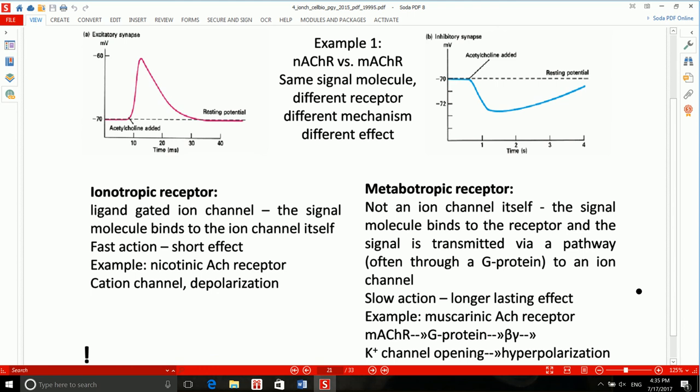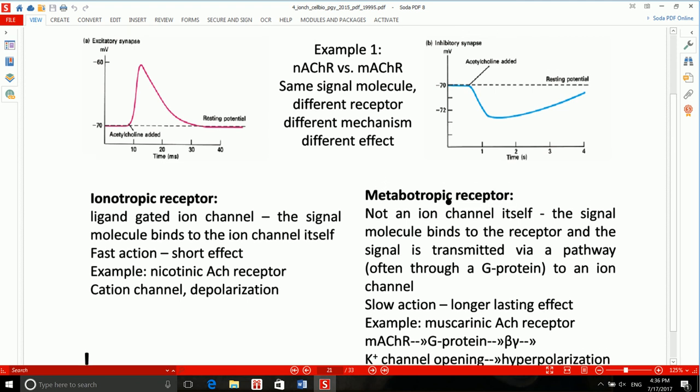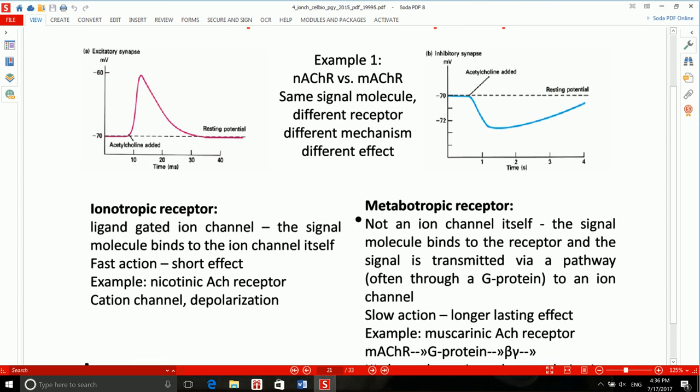So now that we've talked about the ionotropic receptor and its example, the nicotinic acetylcholine receptor, and metabotropic receptors and their example, the muscarinic acetylcholine receptor, what is the difference between these receptors? Well, first of all, ionotropic receptors are ion channels themselves. So the ionotropic acetylcholine receptor is an ion channel itself with 5 subunits, 2 of which are for binding with acetylcholine. Whereas in case of metabotropic receptors, the muscarinic acetylcholine receptor itself is not an ion channel, but a receptor. But at the end, it will cause activation of an ion channel.